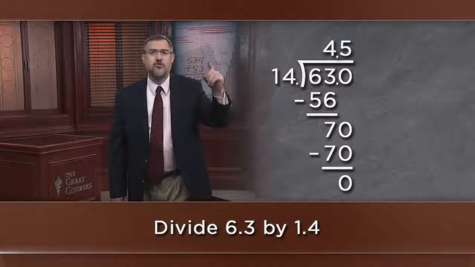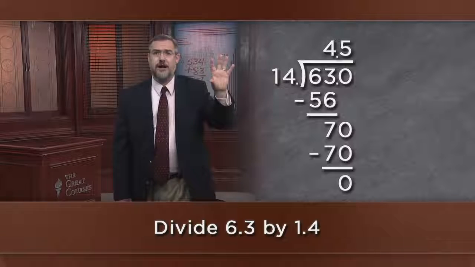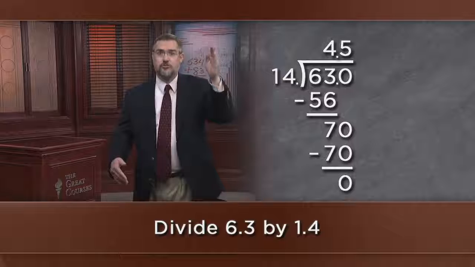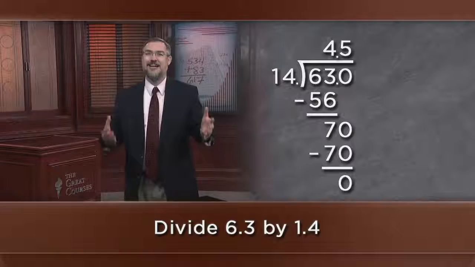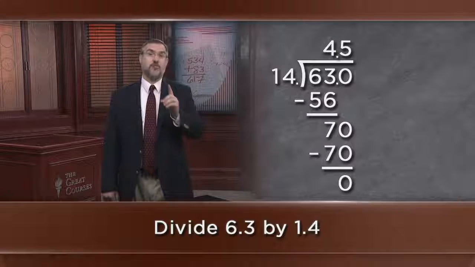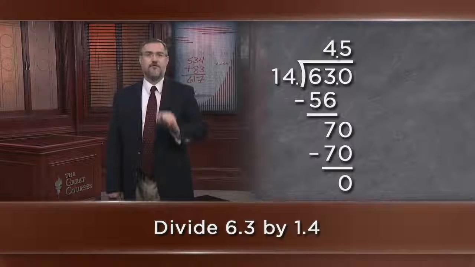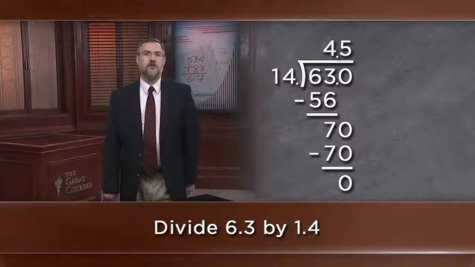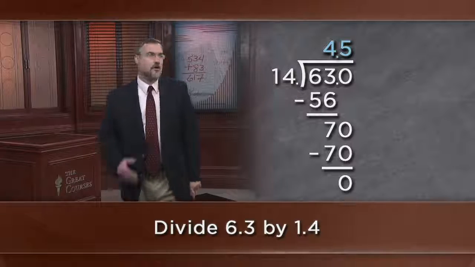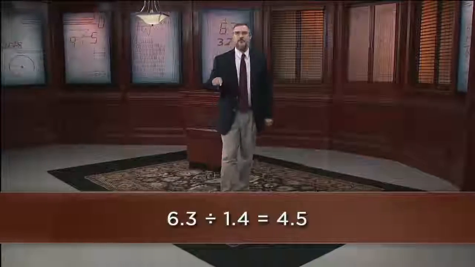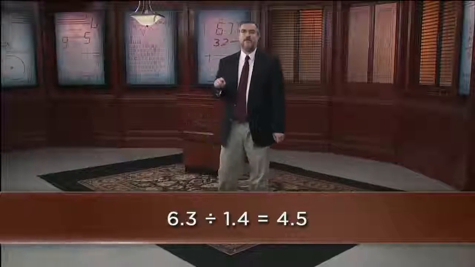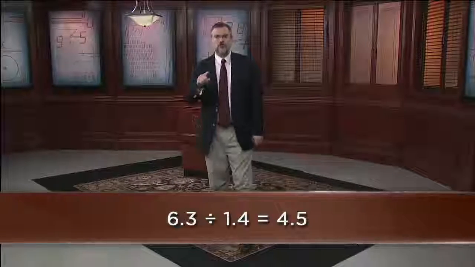And even if you had more zeros to drop down in the original problem, they wouldn't do you any good. You would just keep getting 0 down at the bottom. There's no extra work to do. And so we can stop at this point and read off our final answer. It's basically 4.5. So this is pretty neat because what this says is that 6.3 divided by 1.4 is exactly 4.5.